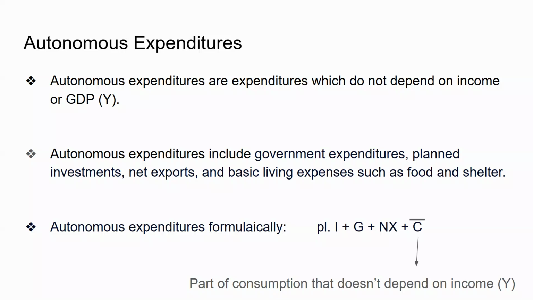So, autonomous expenditures shown formulaically is planned investment plus government spending plus net exports plus part of consumption that does not depend on Y. That's why you have that C barred there. So it's the consumption that is not dependent on income.